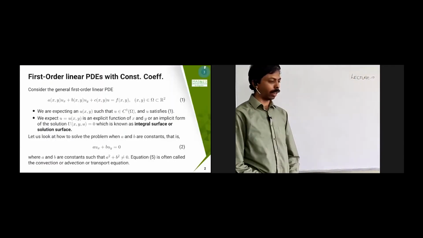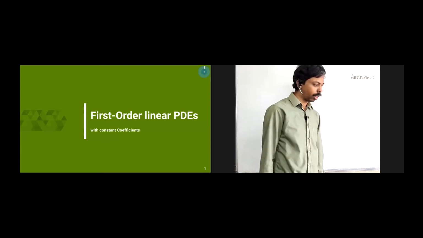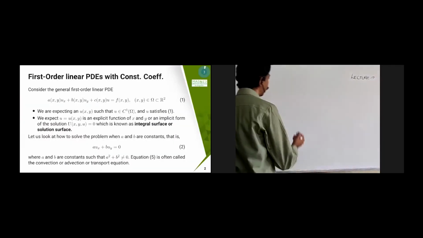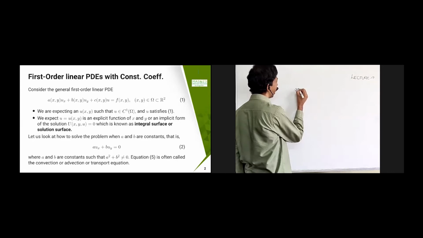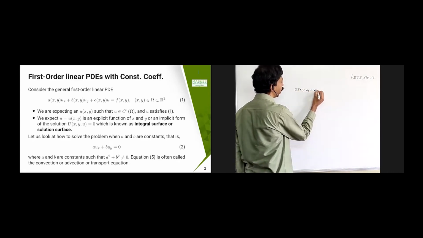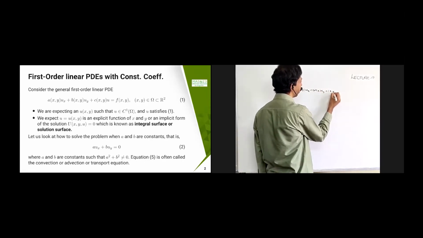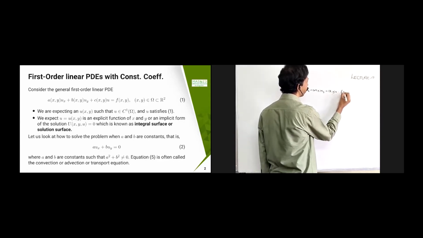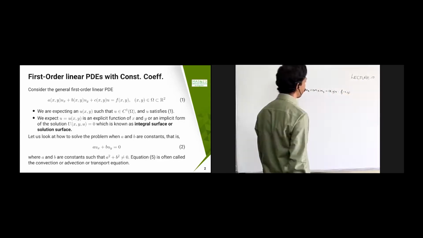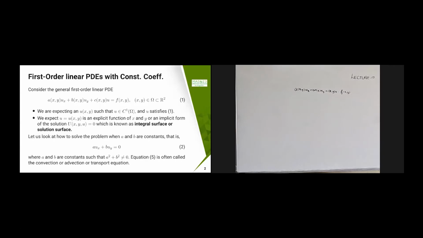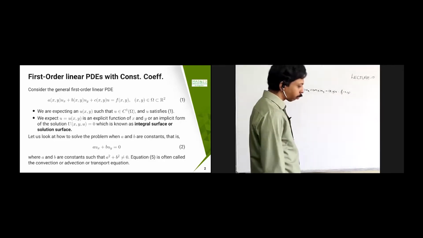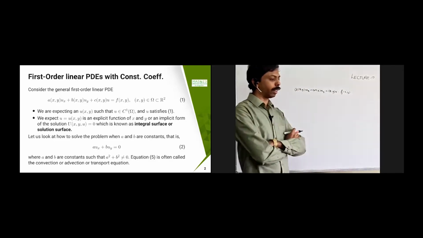So, first order linear PDEs with constant coefficients. In general, the linear PDEs of this form: a(x,y) u_x + b(x,y) u_y + c(x,y) u = f(x,y). This is the general form of the first order linear PDE, where (x,y) belongs to some subset of R squared.